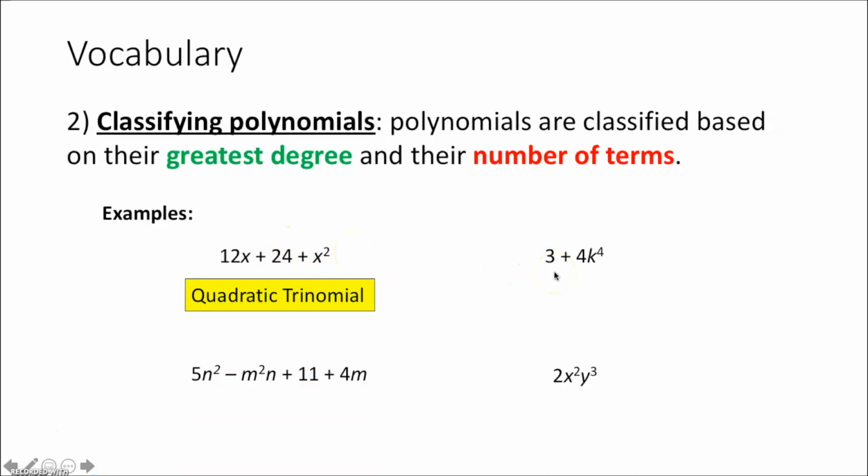Here, what's the greatest degree? That would be this k to the 4th. So we have a 4th degree as our highest degree, which means that would be a quartic polynomial. Now, how many terms does this have? 1, 2. So this would be a quartic binomial.